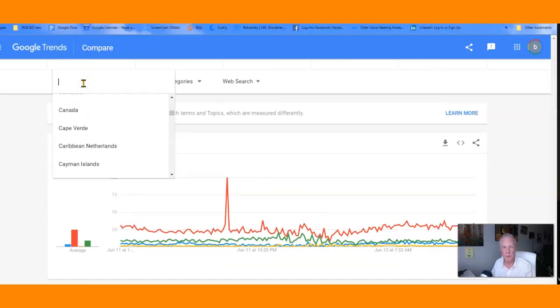Okay, now what you want to do is change this, to help you find what people are searching for all over the world. You want to find worldwide. You can pick any country you want, but I'm going to be going with worldwide.